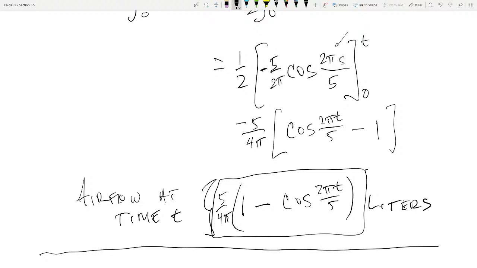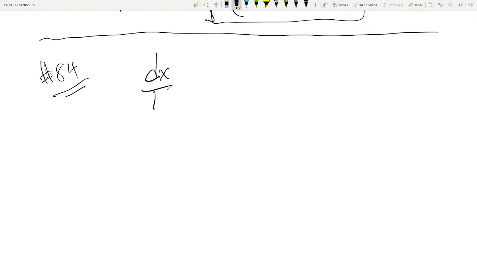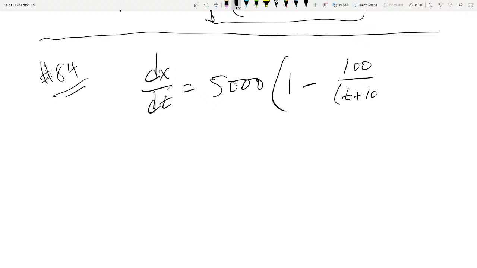Okay. All right, last one, number 84. Here's our big formula. dx dt is 5,000 times 1 minus, and then we have a fraction over here, 100 over t plus 10 squared. That's our big formula for the rate of production of calculators. So this is number of calculators per week.